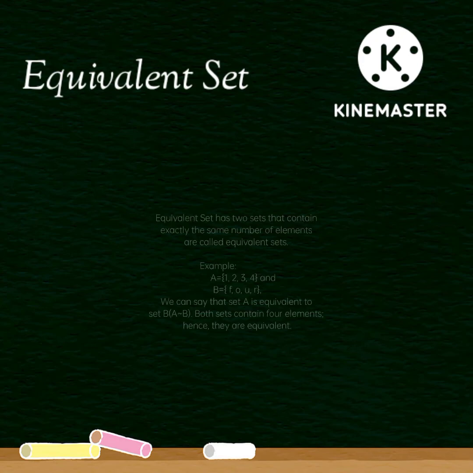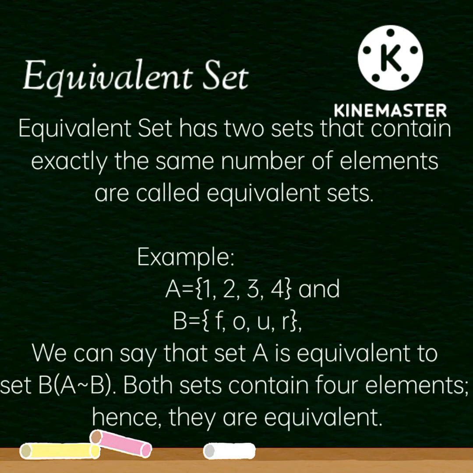Equivalent set. Two sets that contain exactly the same number of elements are called equivalent sets. Example, set A has 1, 2, 3, and 4, and set B has F, O, U, R. We can say that set A is equivalent to set B. Both sets contain 4 elements, hence they are equivalent.